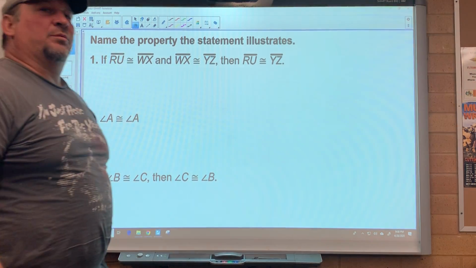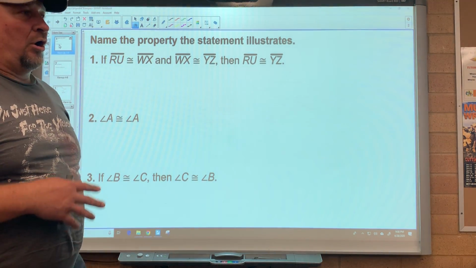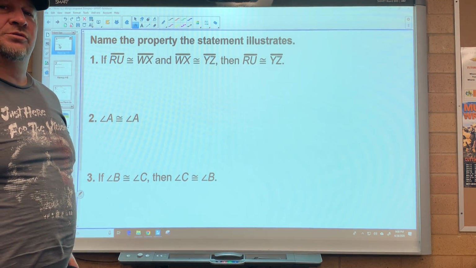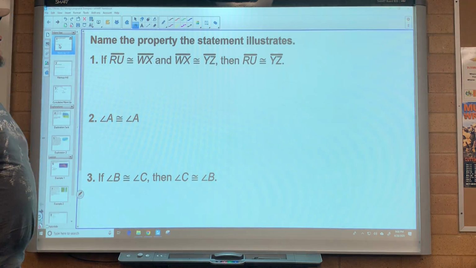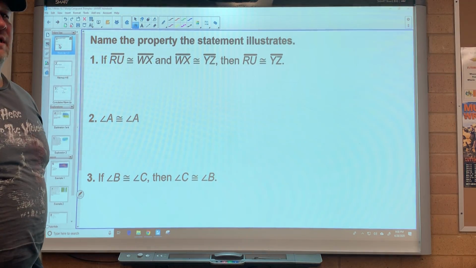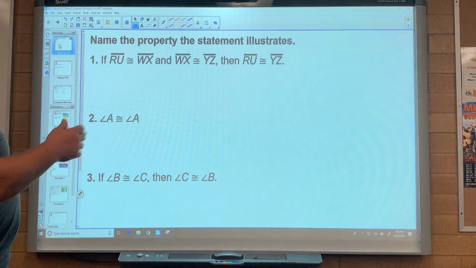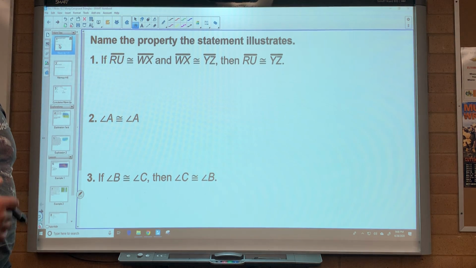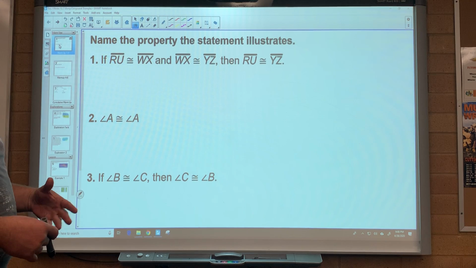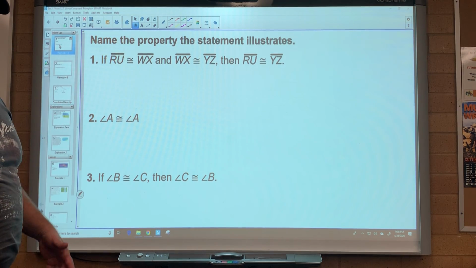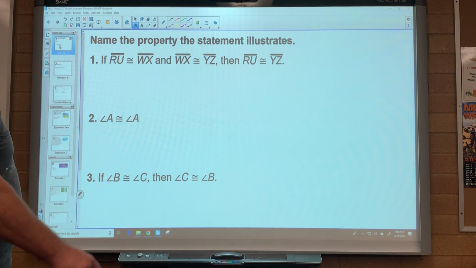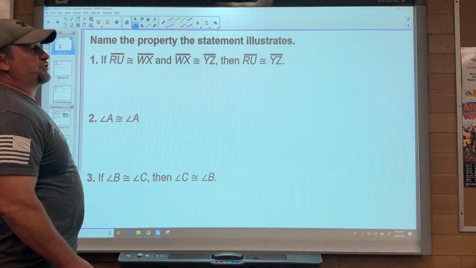Remember the last thing we did was we've talked so far about all the different ways we can prove if two triangles are congruent. So before we get started on lesson 12-7, I want to make sure that you understand some of the properties that will help us make sure that we know some things are congruent, or we can tell some rules about some different items. So they want us to name the properties that are illustrated here.